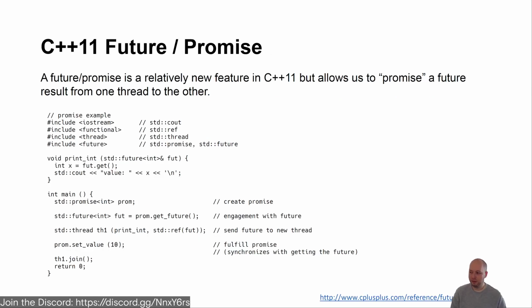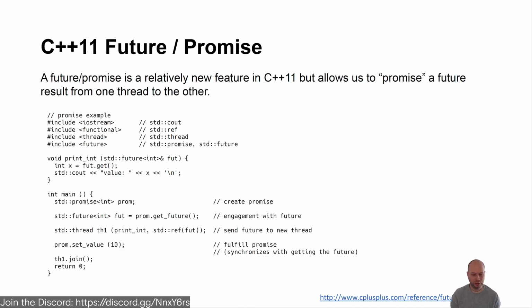This one is a little bit out of scope for this lecture, but something I wanted to bring up and get on everybody's horizon is futures and promises. It's kind of an underutilized feature of C++, but it was introduced at the same time as all these other synchronization things. What's really cool is you can have a future. It allows you to promise a result from one thread to another, or from one function that runs on a thread to another function.